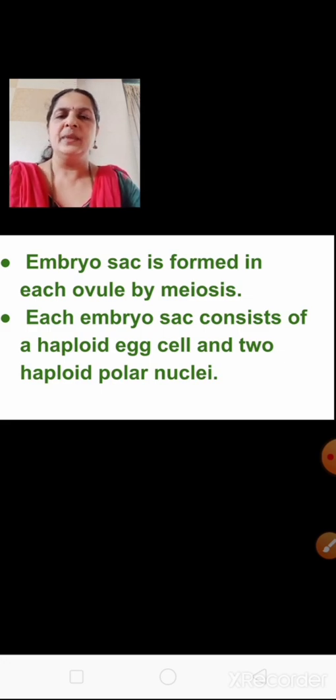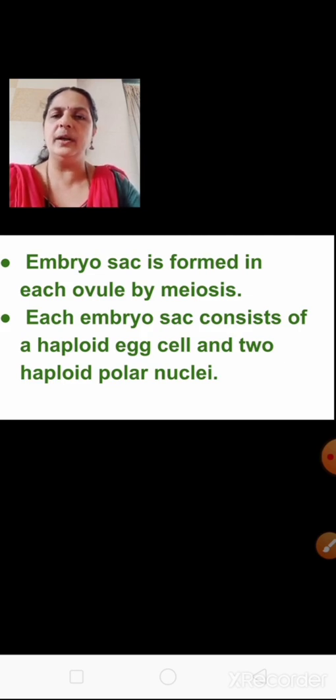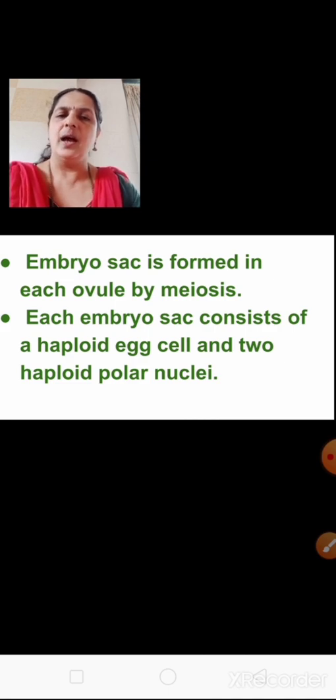Embryo sac. Each embryo sac consists of a haploid egg cell and 2 haploid polar nuclei. So inside there are 6. You saw in that ovary there are 6 ball-like structures. They are called ovules. And inside each ovule, what is present? One haploid egg cell and 2 haploid polar nuclei.